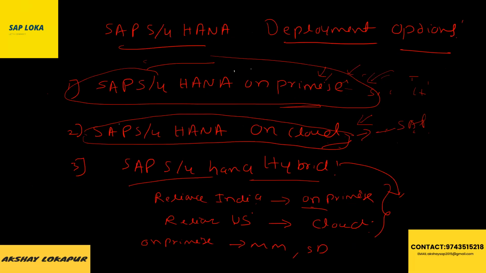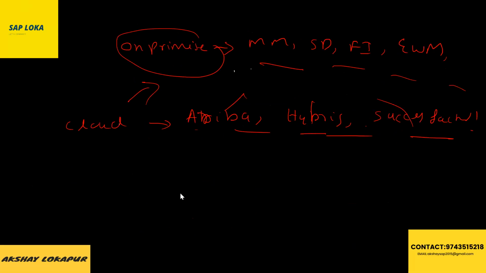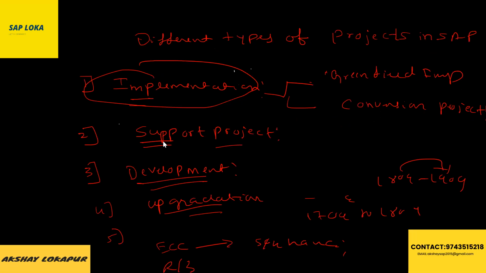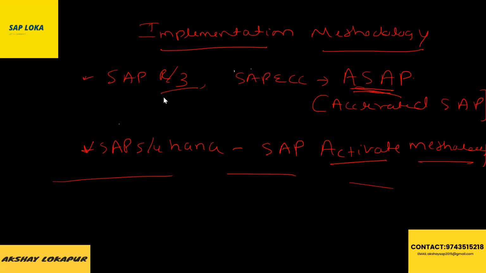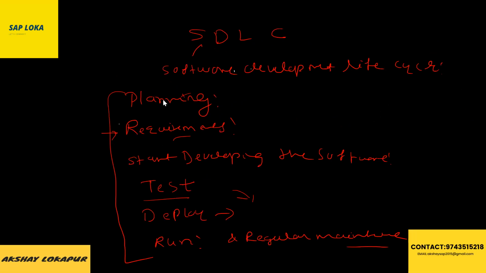And deployment options, whatever we have: on-premise, cloud, hybrid. So we have seen all these things. I also explained different types of projects a little bit. Today the topic will be this only.